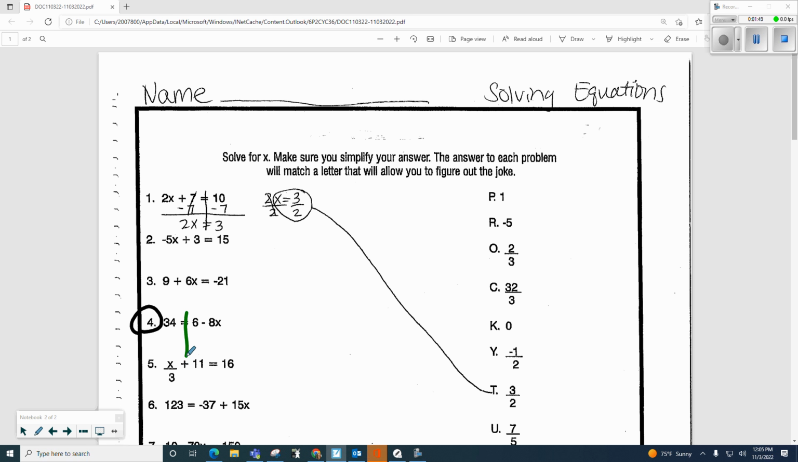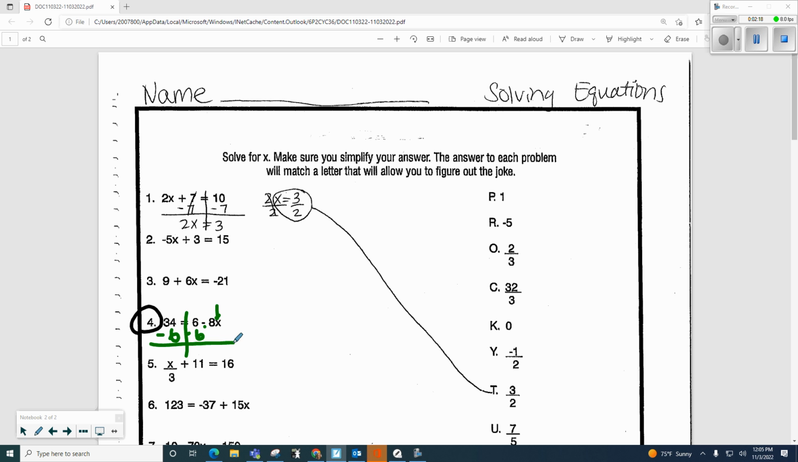Okay, so we want to keep the x here because we're trying to get the x by itself. So we're going to take care of this 6. And since there's no sign in front of the 6, it's really a positive 6. This minus sign here goes with the 8. So that's a negative 8x. Okay, so the inverse, or the opposite, would be to subtract 6. And whatever we do on one side, we have to make sure that we do to the other side.